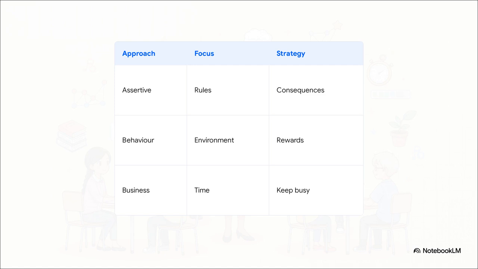And finally, we have the business academic approach. The focus here is simply time on task. The strategy is upbeat, it's fast-paced, and it's all about keeping the learners so incredibly busy with exercises and group work that there is literally no room or time left for them to misbehave. So you see, 3 very different strategies, but all can be highly effective depending on the specific classroom context.